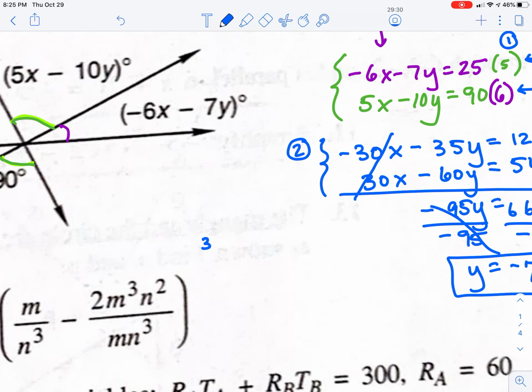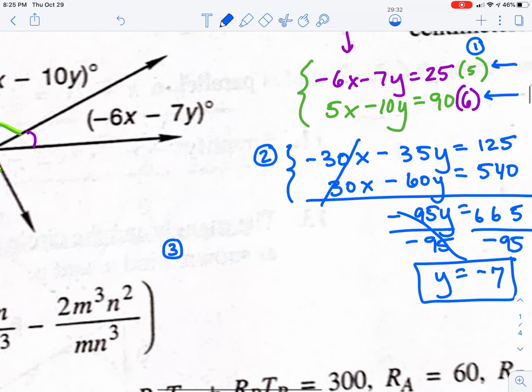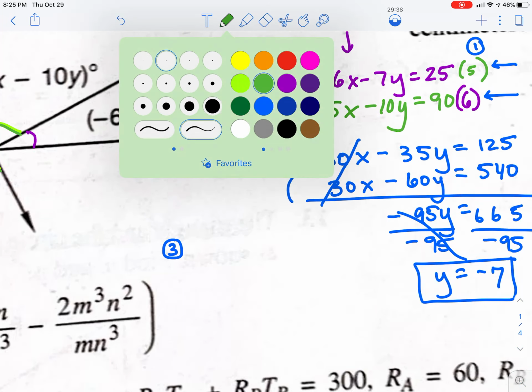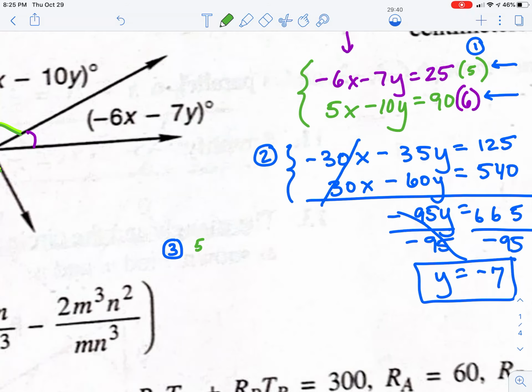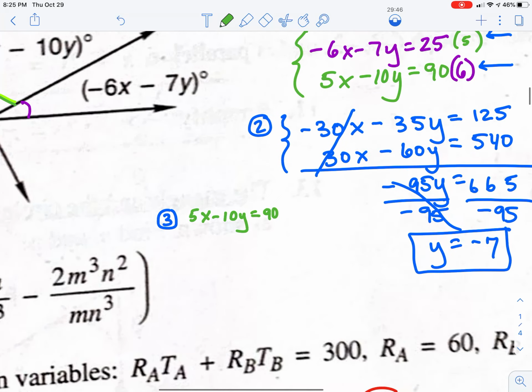Gotta find a spot here, right over here. Okay, so I'm gonna pick one of those original equations. I'll go ahead and just pick the second one that's in green. I'll put that in green over here so you can see where I'm pulling it from. 5x minus 10y is the original equation in my system of equations here. I know that y is negative 7, so I'm gonna put that in and I'll solve for x.